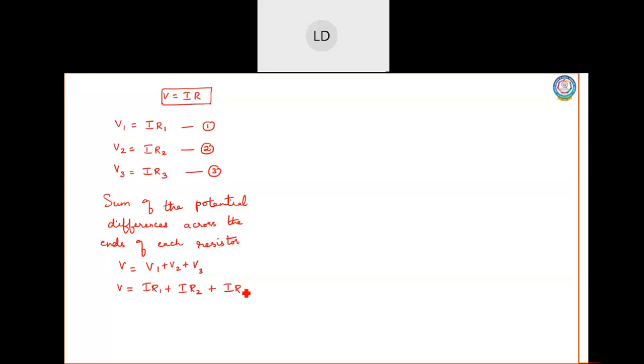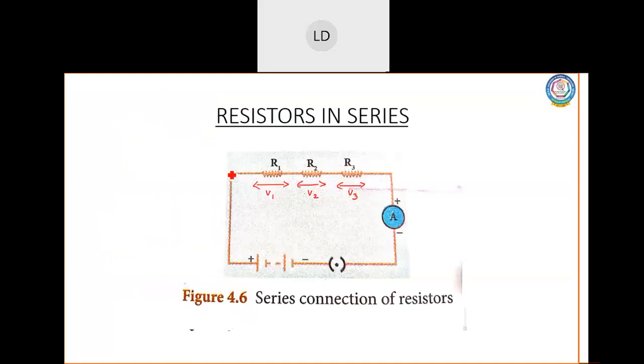Now I need to determine the effective resistance. In this diagram, all three resistors are connected in series, right? What will be the effective resistance? If I replace the resistors by a single resistor so that the same current flows through the circuit, then I can determine the effective resistance of the series combination.